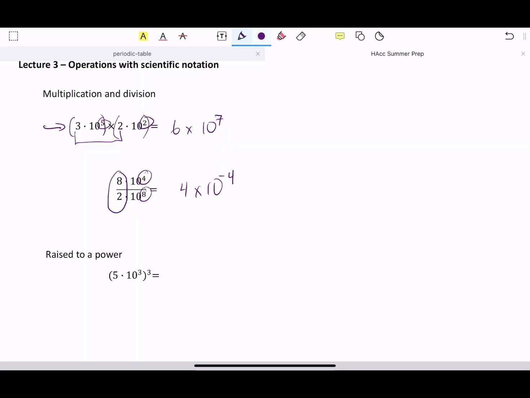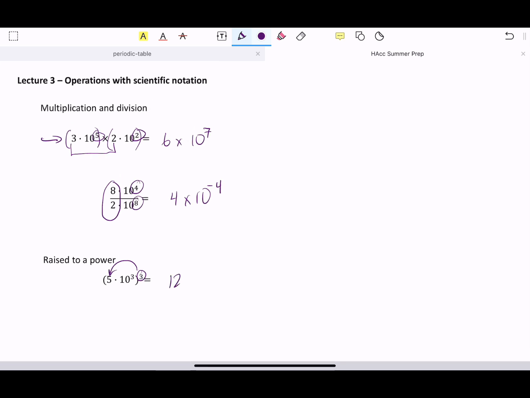And then if we were to raise something to a power, right? So first let's just talk about what to do. What that means is I would take that 3 and I would apply it here. So 5 raised to the 3rd, which would mean 5 times 5 times 5, which would be 125, times 10 to the, and what I do here is I multiply. So I'm going to get 3 times 3 is going to give me my exponent here, and 3 times 3 is 9. So 125 times 10 to the 9th.